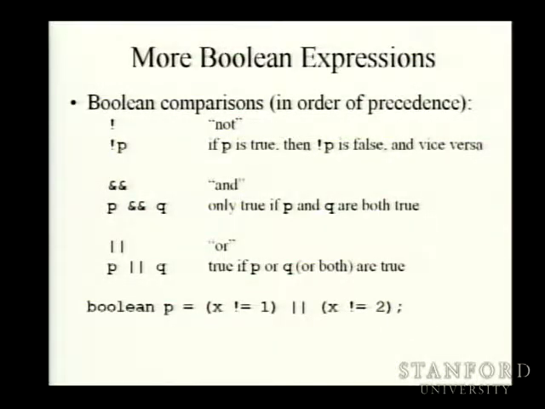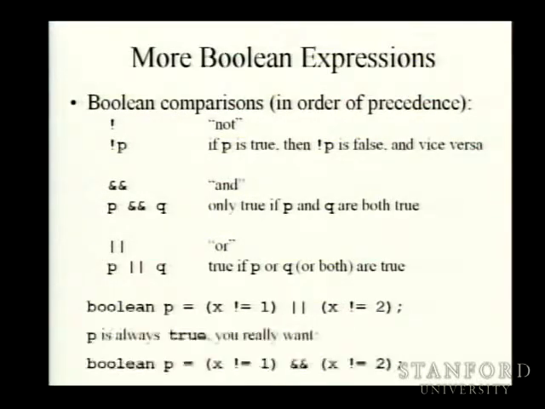And notice I've fully parenthesized it to make it a little bit more clear. X is not equal to 1 or X is not equal to 2. So this might be a common thing you might think you want to do if you want to say, well, I want to figure out if X is not equal to 1 and X is not equal to 2. So if it's not equal to 1 or it's not equal to 2, isn't that the right thing? And in fact, this is not the right thing. This is buggy. P will always be true in this case.